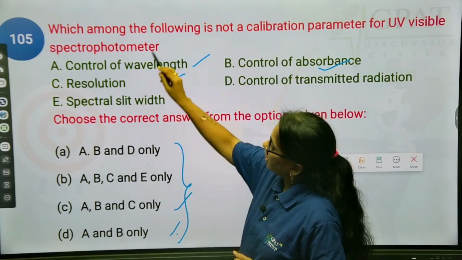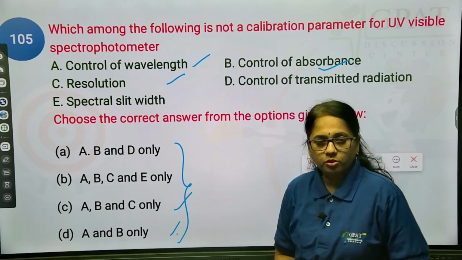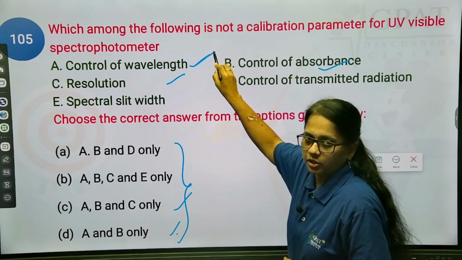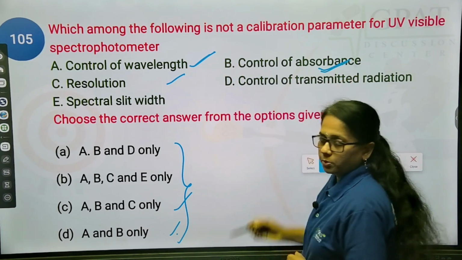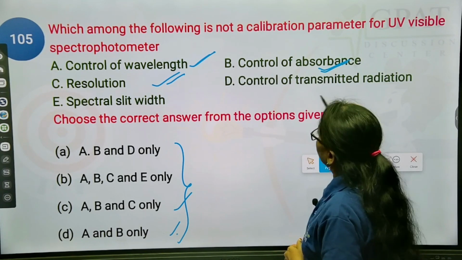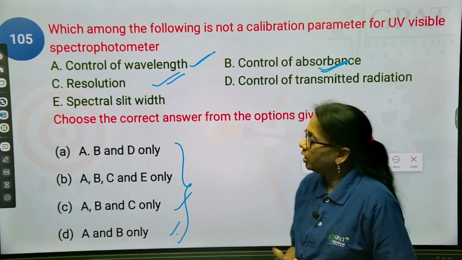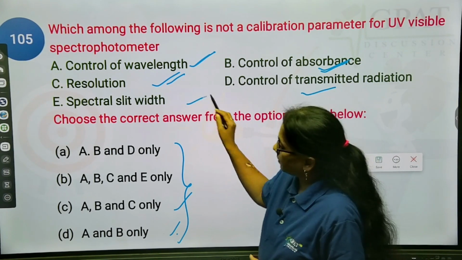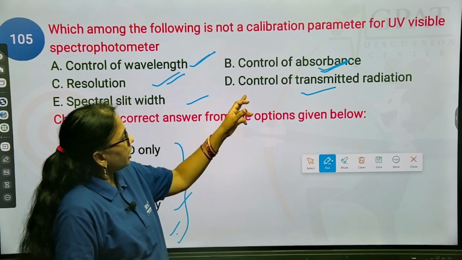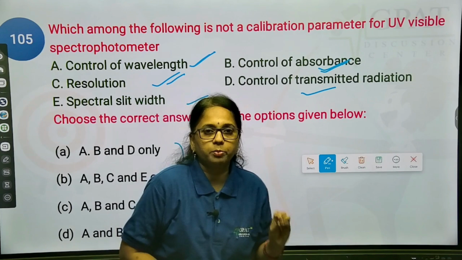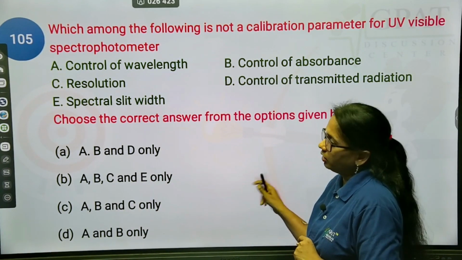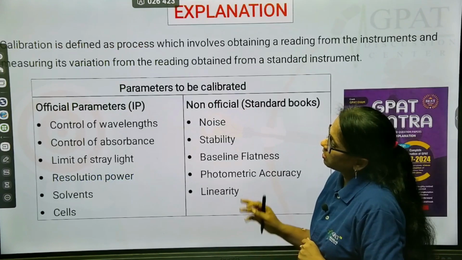Okay, let us have a look. While doing the calibration of the UV visible spectrophotometer, we are doing control of wavelength by using potassium dichromate. Control of absorbance also we are doing, resolution also we are going to check, only these three we can do. Control of transmitted radiation and spectral slit width, we are not doing the calibration. So D and E we are not performing while doing the calibration of the UV spectrophotometer. So the remaining three are the right option. Maybe there is a typo error for this.